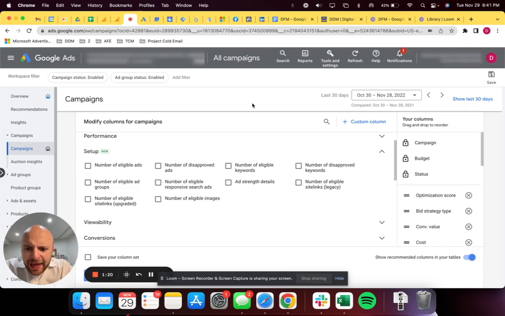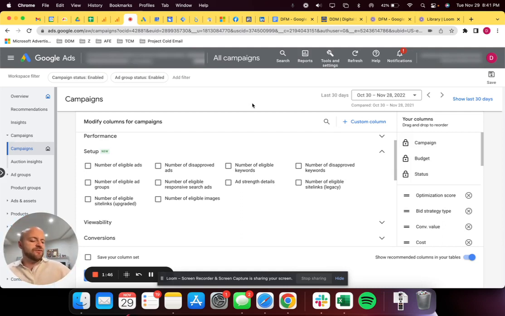Number of eligible ads, number of disapproved ads, number of eligible keywords, number of disapproved keywords, number of eligible ad groups, eligible RSAs, ad strength details. Number of eligible site links, number of eligible site links upgraded, number of eligible images. Okay, so there's a lot of numbers in here, and it's really just eligibility. So where would this be applicable? It's under the setup column.